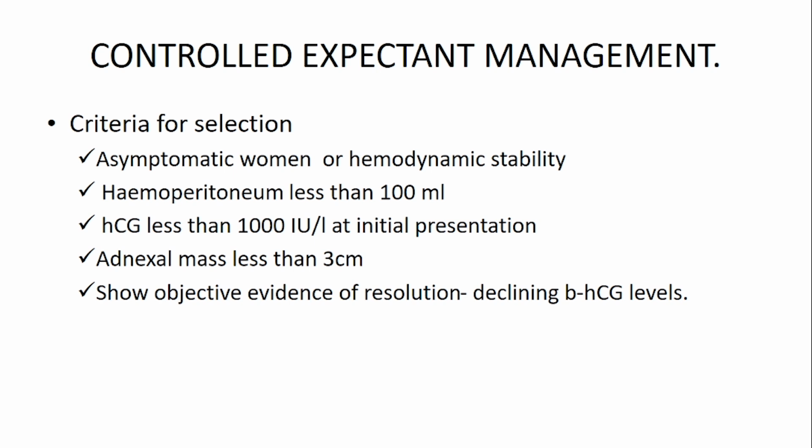The hemoperitoneum should be less than 100 ml. Of course, you need to use ultrasound to be able to measure the hemoperitoneum. The hCG level should be less than 1,000 international units per liter at the initial presentation. The adnexal mass should be less than 3 centimeters. And there should be objective evidence of resolution, in other words, a declining beta hCG level on monitoring. Now, hCG occupies a central role in the management of ectopic pregnancy, for diagnosis and for monitoring.